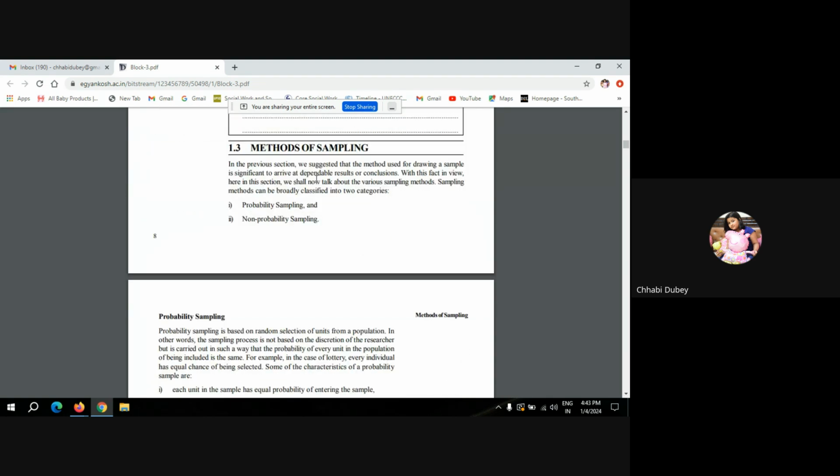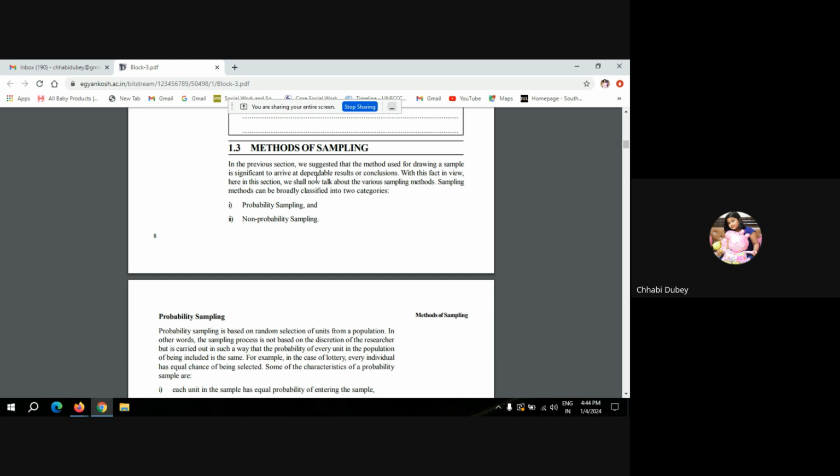Now, there are different methods of sampling, which are broadly classified into two types. One is known as probability sampling, and the second is known as non-probability sampling. Probability sampling is based on random selection of units from a population. Here we randomly select units from a population. It is not based on certain characteristics or certain aspects that we are looking for, but we select the sample on a random basis.